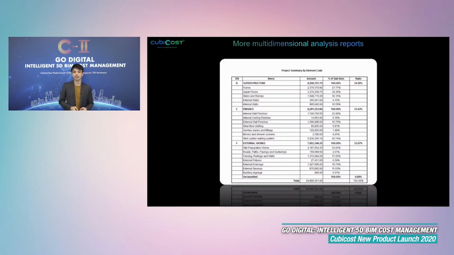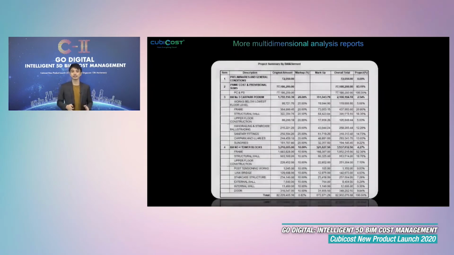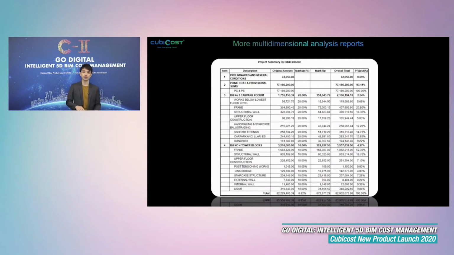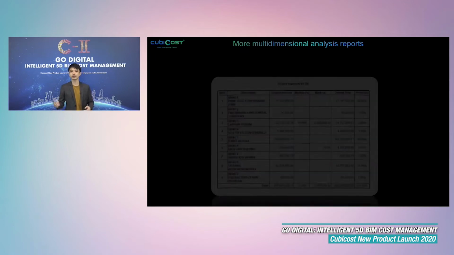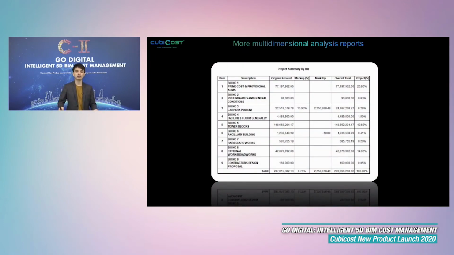Other than the trade analysis we talked about just now, we also offer the same analysis feature by element code. Element codes like superstructure, substructure, finishes works, or even external works. Similarly, rates will then be generated according to these element codes by build element or even just by the main build only.